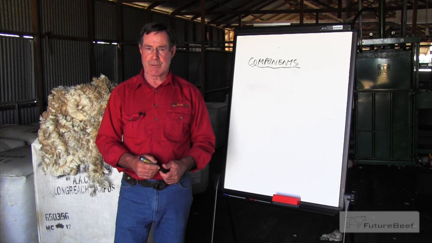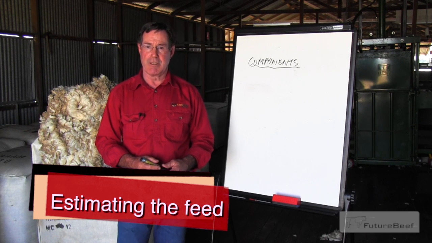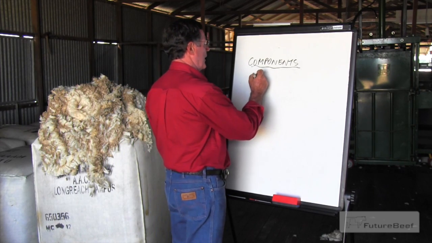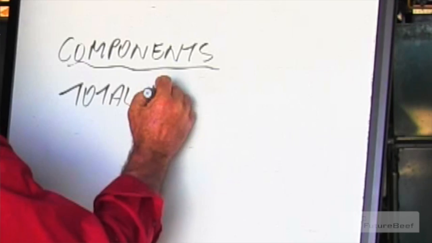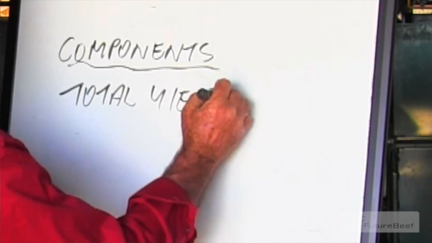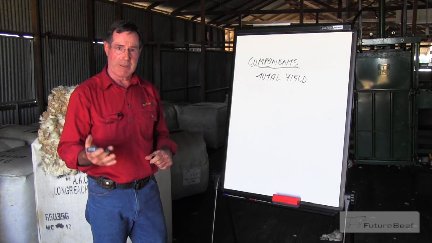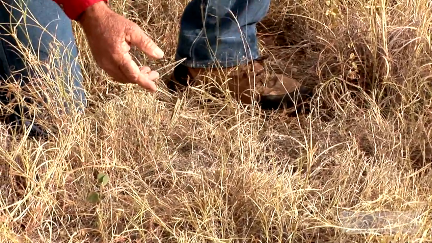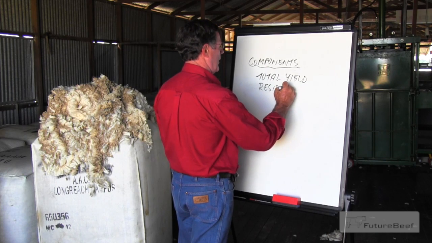So the components of a forage budget are firstly the total yield, how much pasture there is in the paddock at the end of the growing season. The second thing is how much we want left at the end of our grazing period, which could be at Christmas time or even into January. So that's called the residual pasture.